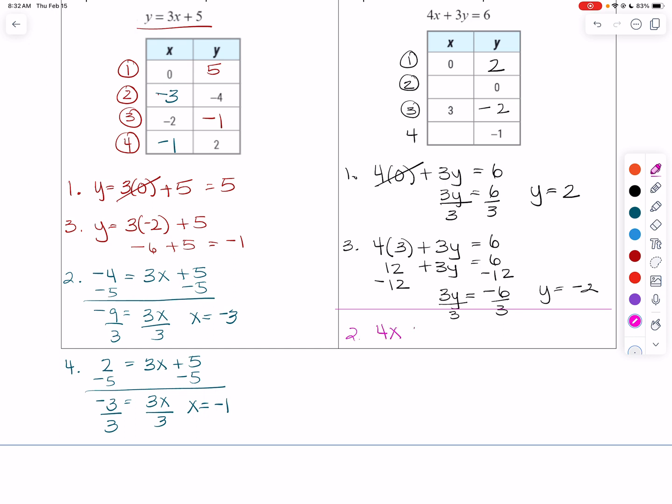4x plus 3 times 0 for y is equal to 6. Well, that goes away. So 4x equals 6. Divide by 4. X is equal to 3 halves. Now, I believe you guys can put these in as decimals, but it's really a good idea to keep them in fraction form. That's usually what Hawks wants rather than decimals.